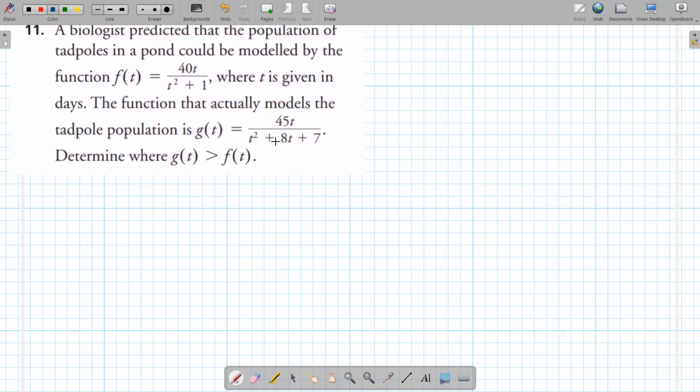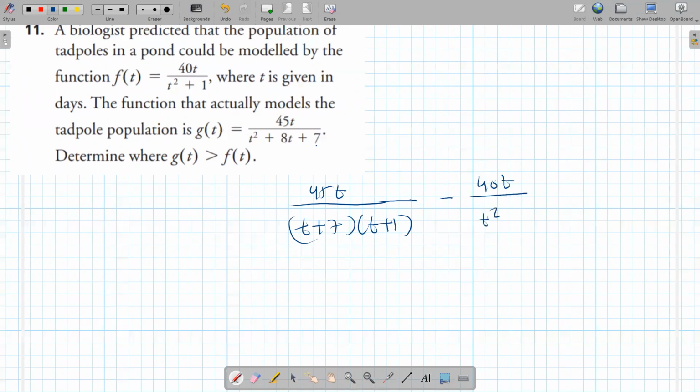So it says, when is g of t? This guy, yeah. Multiplies to 7, adds to 8. It's just 7 and 1, right? Multiplies to 7, adds to 8. Yeah. So I just factor this denominator, and then we have to subtract that guy, right?